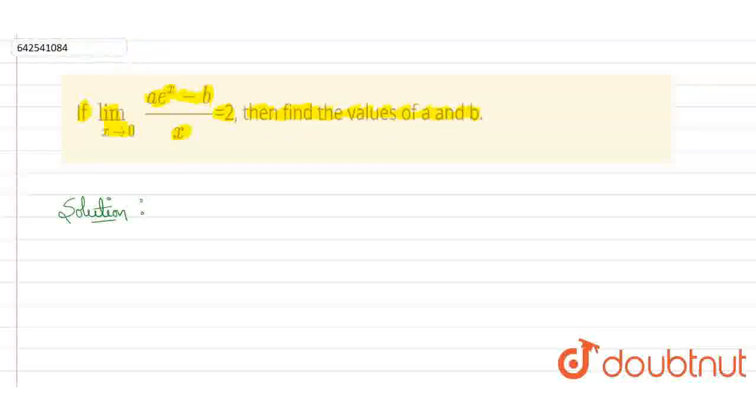So first of all, we'll try to write the function that is given to us in the question, then we'll try to solve. So this is the function given to us in the question. When we look at this function closely, here e raised to power x is present and limit is x tends to 0, and in the denominator we have x.